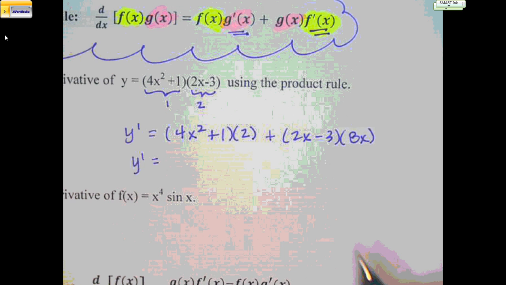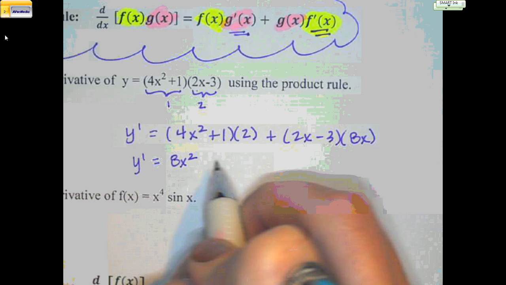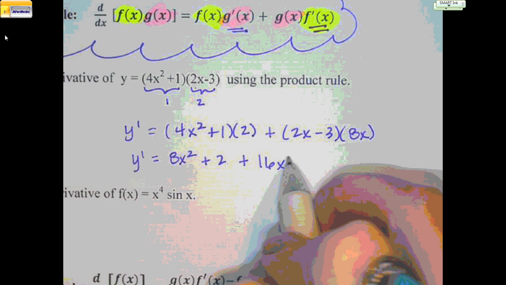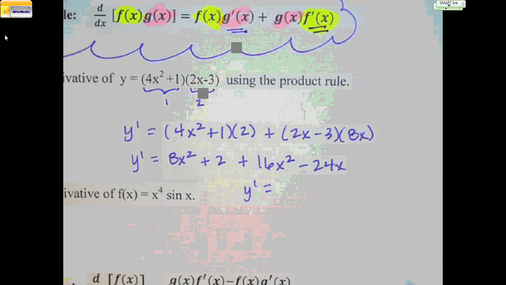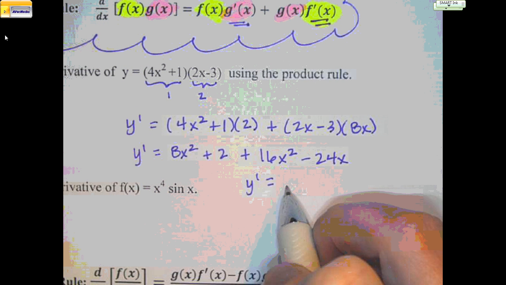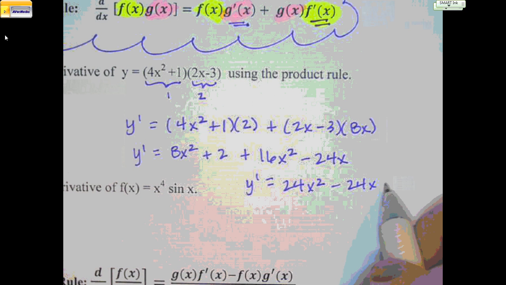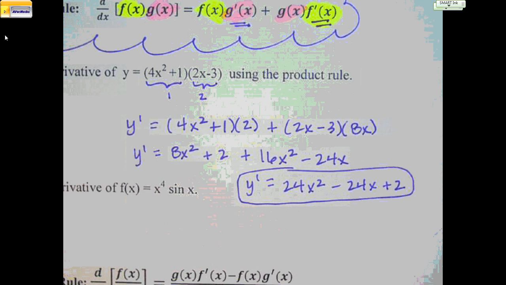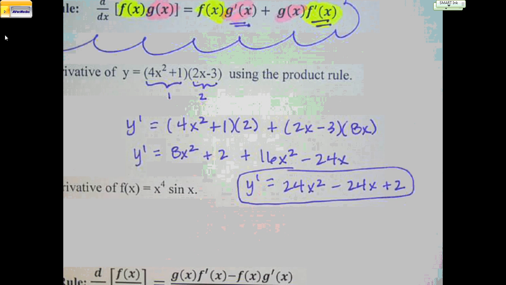And now we need to simplify it, so let's go ahead and distribute and see if we can combine anything. 2 times 4x squared is 8x squared. 1 times 2 is 2. Plus, we're going to have 16x squared minus 24x. We combine what we can. 8x squared and 16x squared is 24x squared minus 24x plus 2. Does anybody have any questions about how to use the product rule? Okay, those are pretty easy to see.